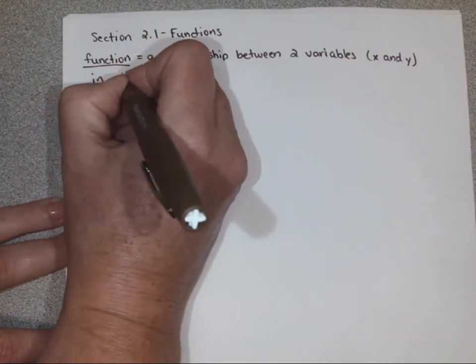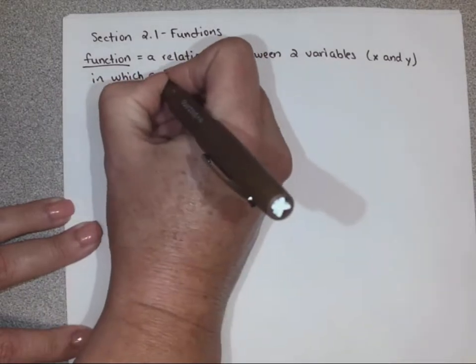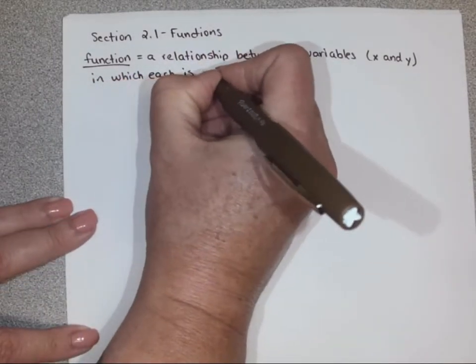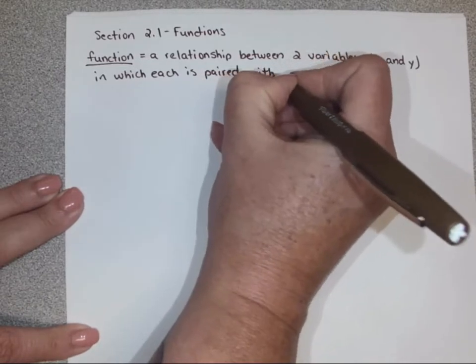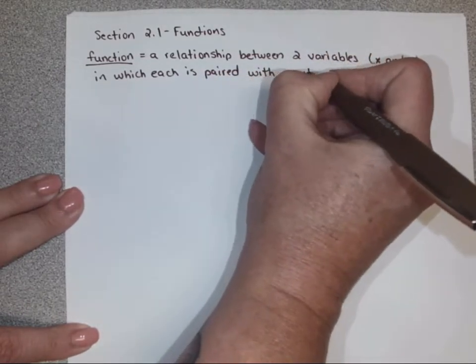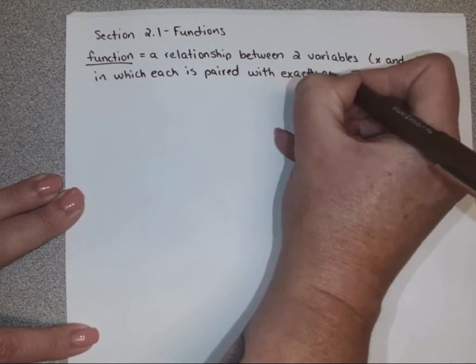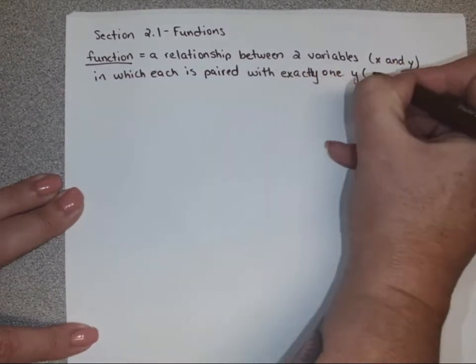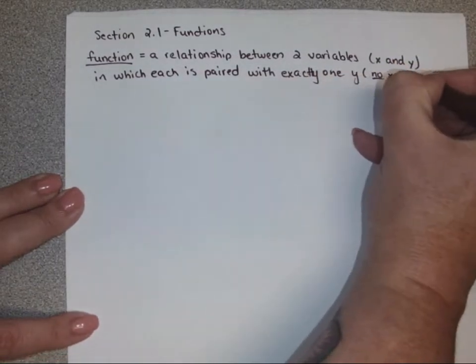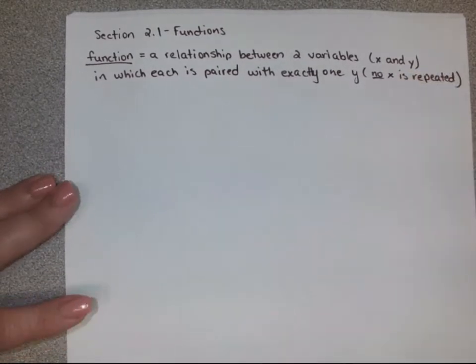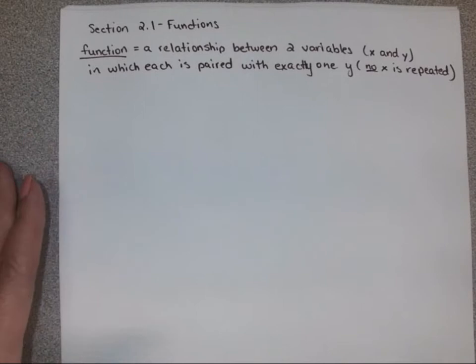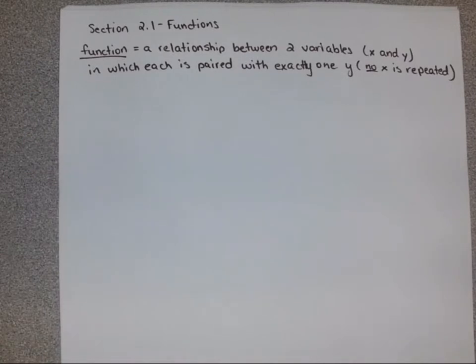But here's how you know if it's a function. Each x is paired with exactly one y. In other words, no x is repeated. So depending on the format that you're given the function, you want to verify that no x is repeated twice, and paired with a different y value as you go.